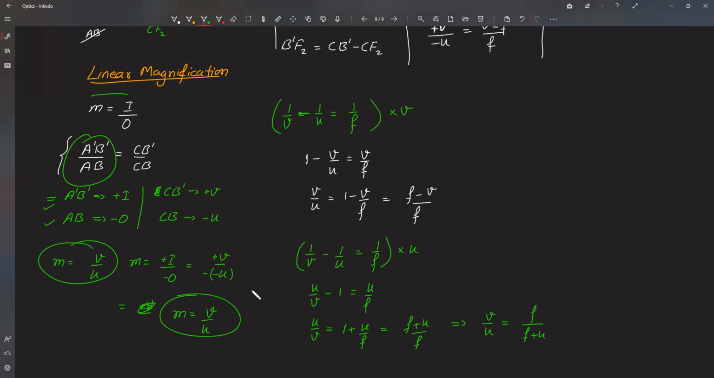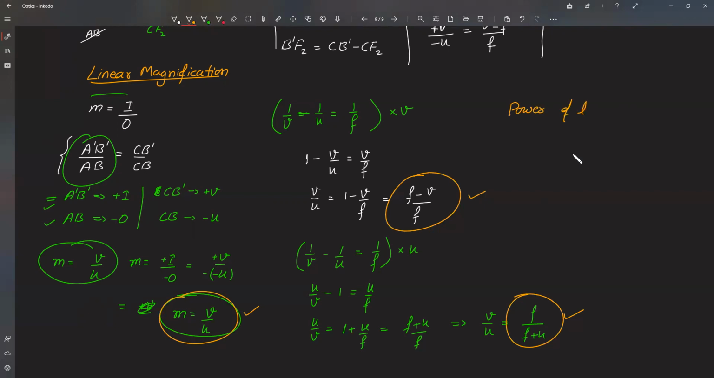So now for magnification, you have these three formulas. All are the formulas for magnification. First one, if you have U and V. Second, if you have F and V. Third, if you have F and U. Is that clear? Yes, sir. These are the linear magnification formulas.